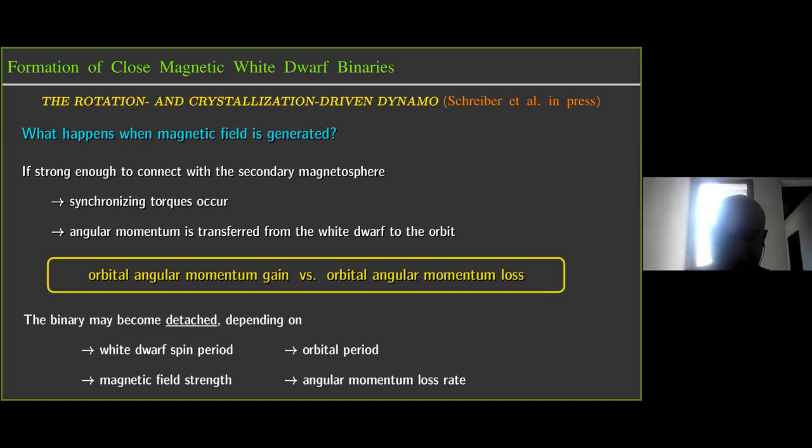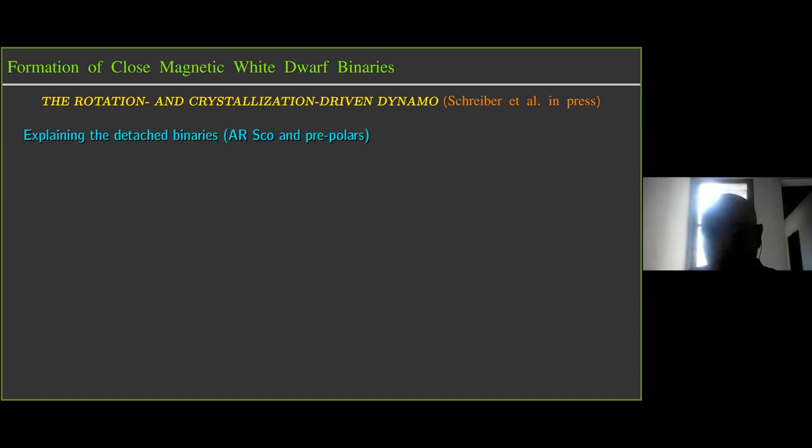So considering that this orbital angular momentum gain wins this battle, we have a detached phase. And this detached phase is precisely how we explain the detached population of close binaries hosting magnetic white dwarfs. Precisely how we explain AR Sco and prepolars.